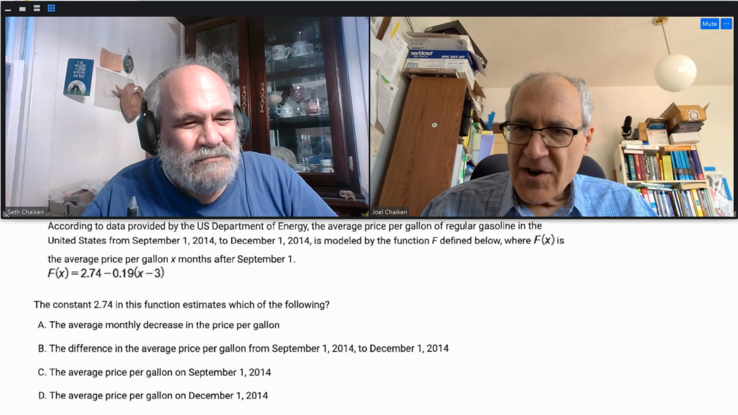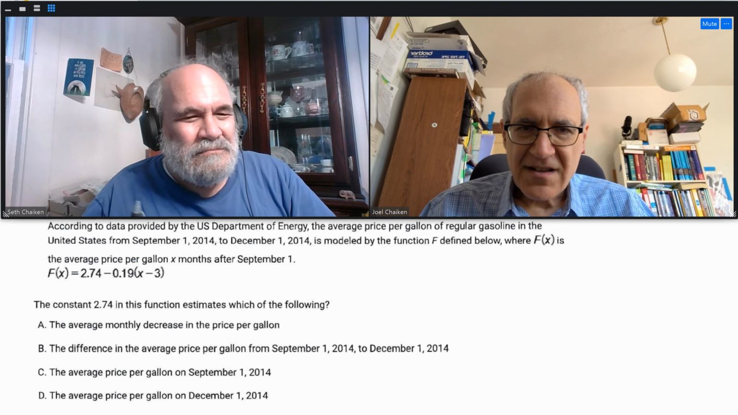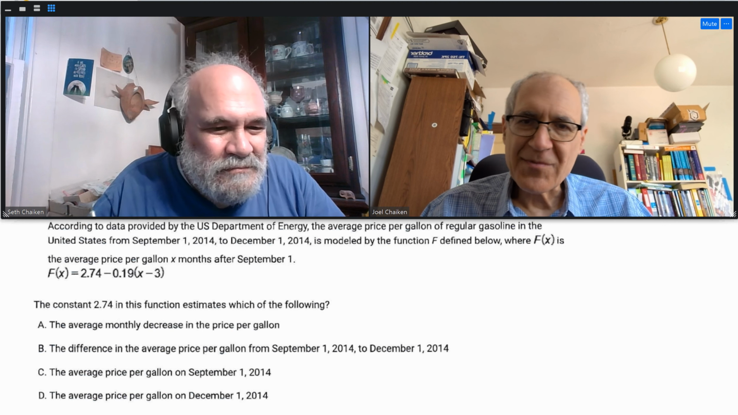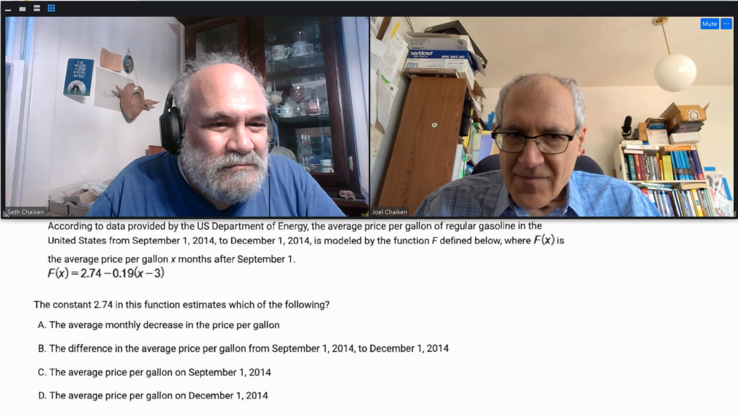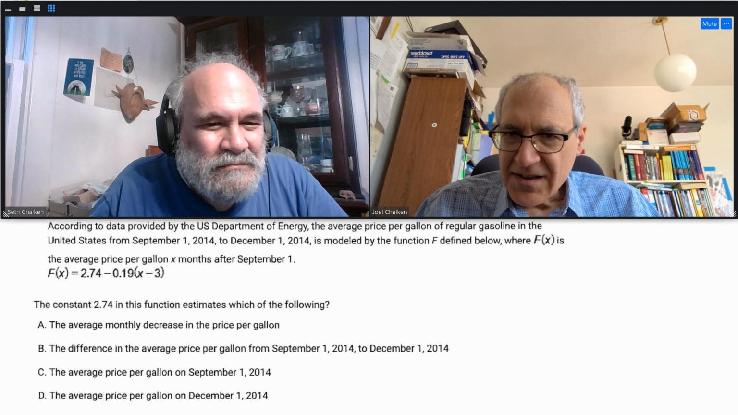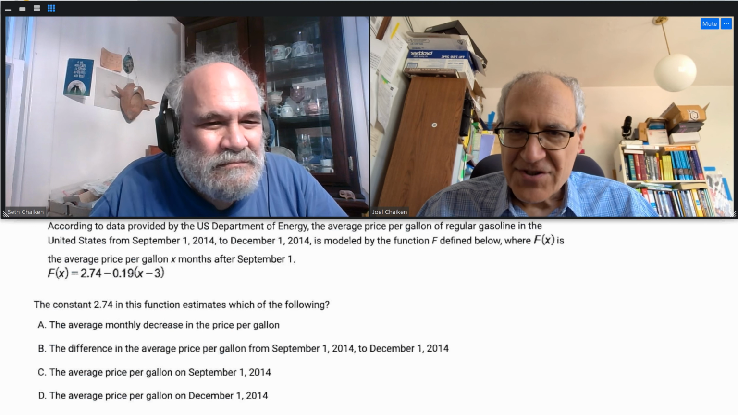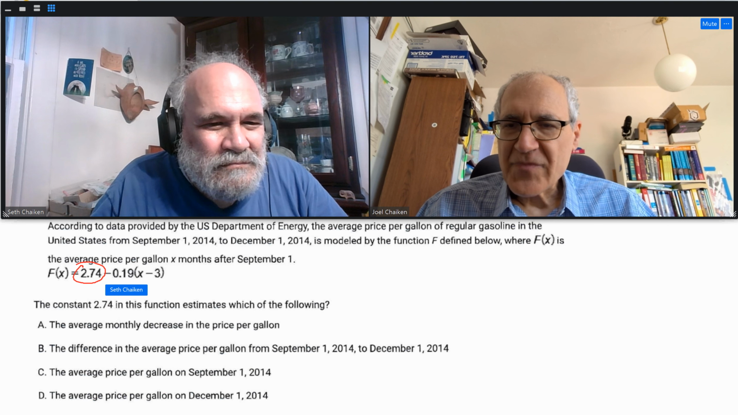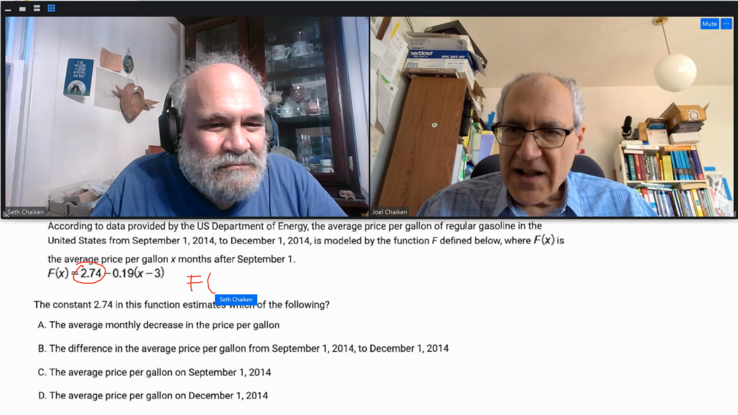According to the data provided by the U.S. Department of Energy, the average price of regular gasoline in the United States from September 1st, 2014 to December 1st, 2014 is modeled by the function f, defined below, where f of x is the average price of gasoline per gallon x months after September 1st. So f of x is 2.74 minus 0.19 times x minus 3. The constant 2.74 in this function estimates which of the following.